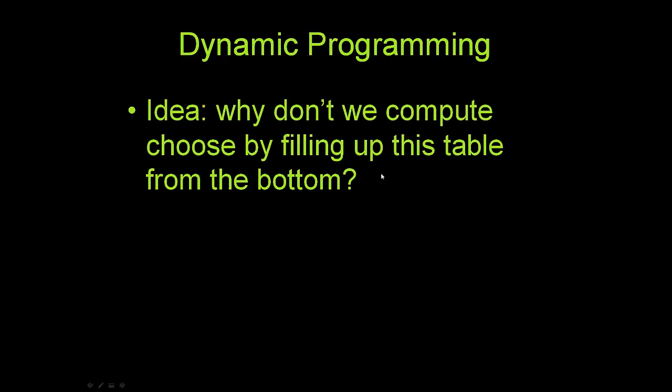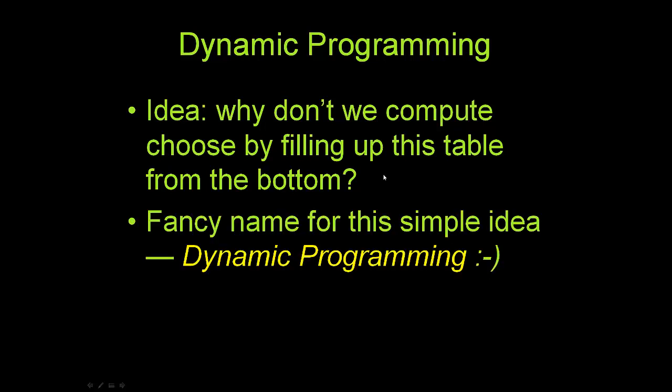So the idea we come up with when we look at this table is the following. Why don't we just compute choose by filling up this table from the bottom? Because you know that the top is all ones, the sides are all ones, and you just add, 2 by 2. And there's a name for this idea, and it's called dynamic programming.